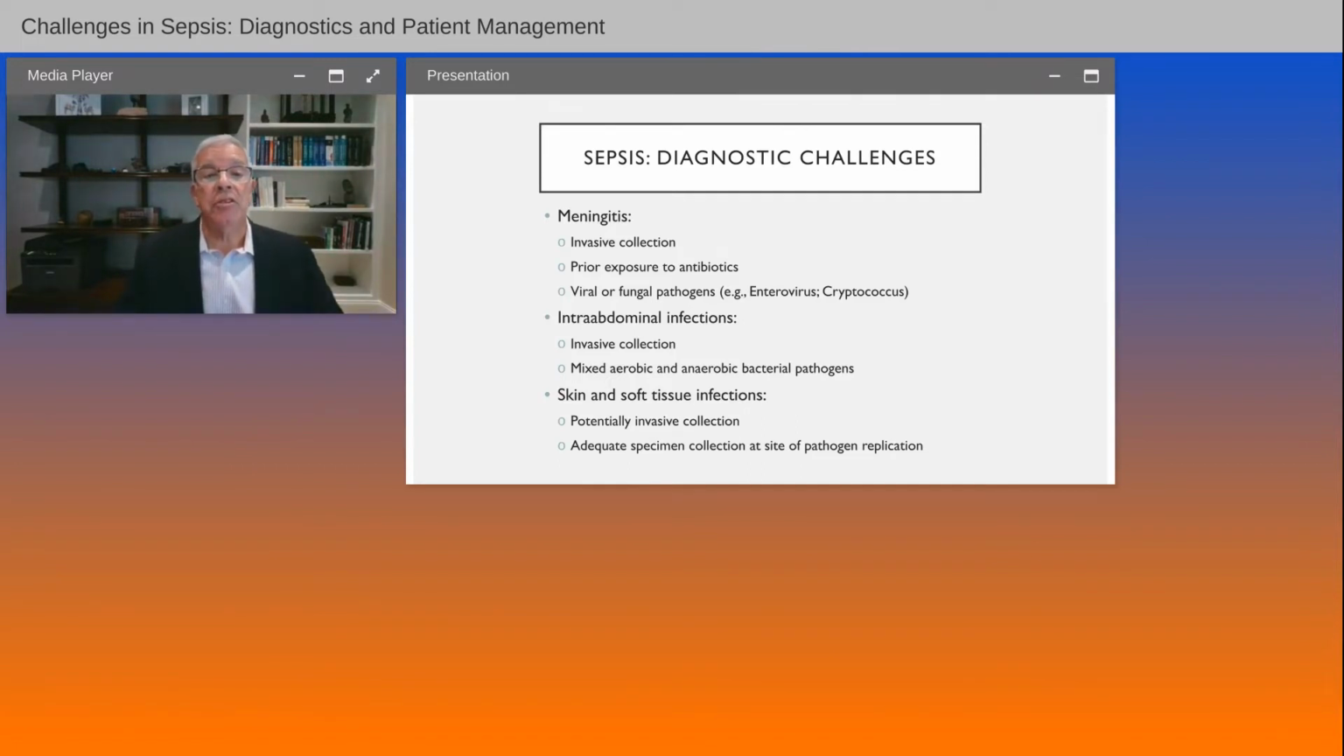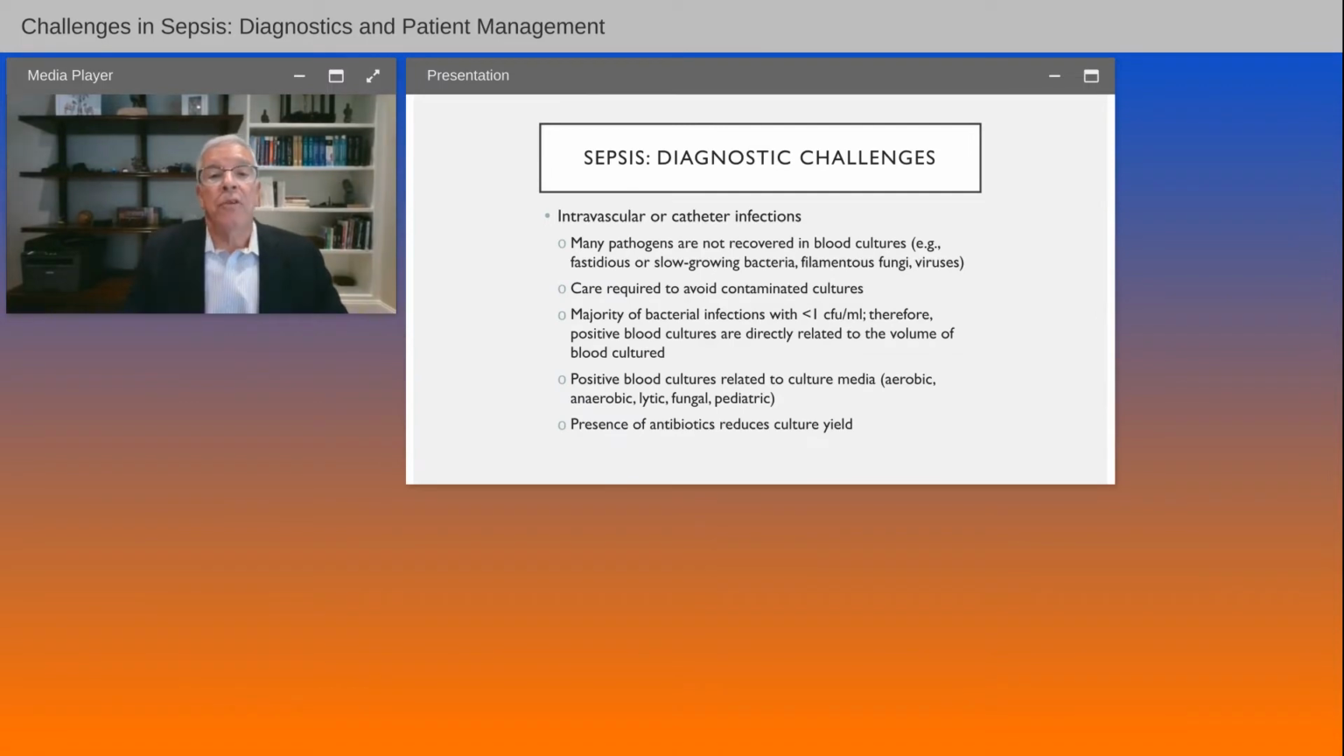And skin and soft tissue infections is potentially an invasive collection. We have to make sure we collect that specimen at the site where the pathogen is located, which sometimes is a challenge. For intravascular infections or catheter-related infections, many pathogens are not recovered in the blood culture. That can include fastidious and slow-growing bacteria, filamentous fungi, and viruses. So we would expect, unfortunately, in those cases, the blood culture is not going to be very helpful. Care is required to avoid contamination of the cultures.